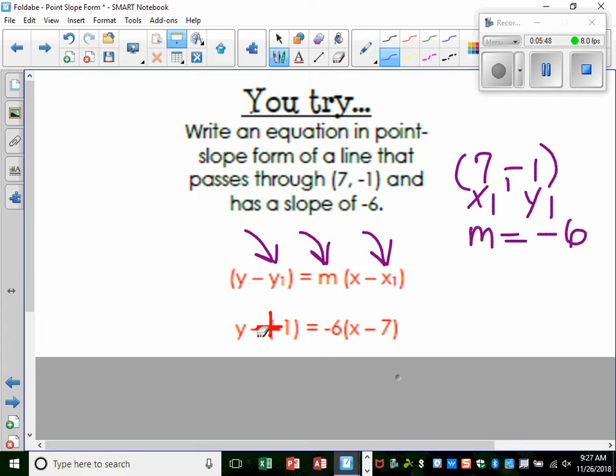That should be a plus sign. Now, why did it change to a plus? Because minus a -1. Okay, minus a negative means a plus. So that's why that changed to a plus. Okay, your slope is -6 and your x1 was 7. And that's all you do. All right, just putting the numbers where they go. So that's if you're given the point and the slope, there's no work to do except put them in their proper places. Any questions so far?